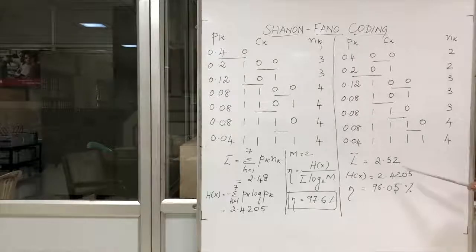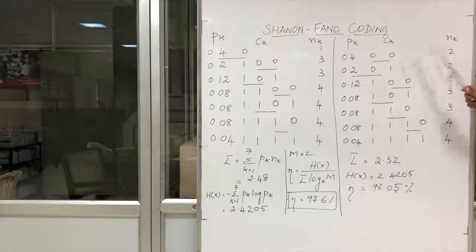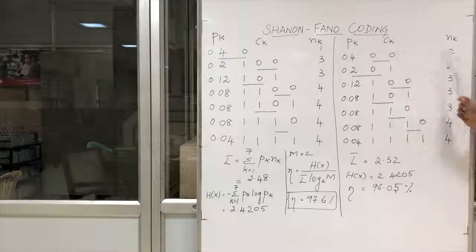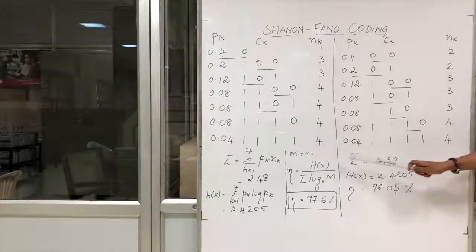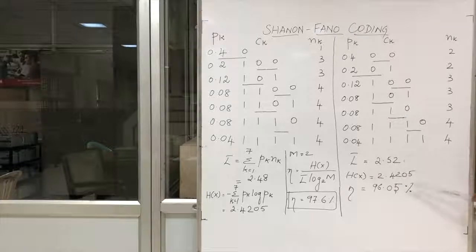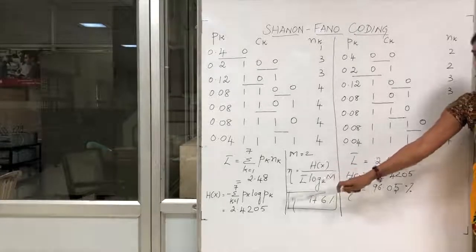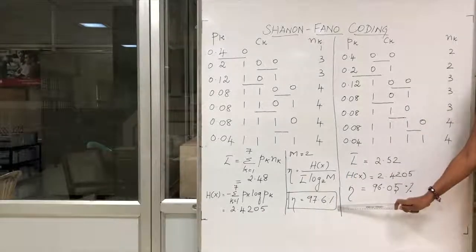The final inference is, in the Shannon-Fano coding procedure or in any other coding procedure, like, say, Huffman coding, the highest probability message should be assigned the shortest code word. Otherwise, the average length increases. Because of that, your efficiency reduces. If the average length is a reduced value, your efficiency increases.